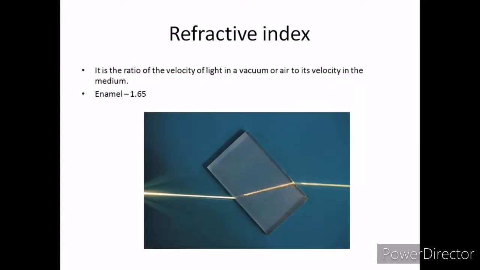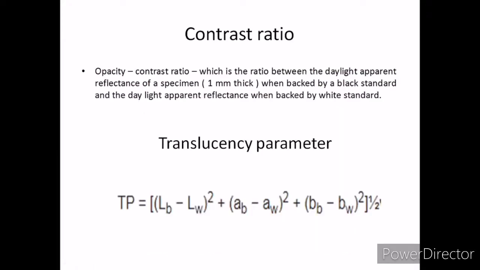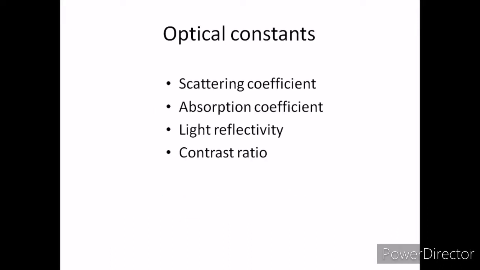So this is also a basic terminology which we should know, that is refractive index. Here it is a ratio of the velocity of light in a vacuum or air to its velocity in a medium. You can see the shift, this change, it is refractive index. For enamel, the refractive index is around 1.65. Contrast ratio, translucency parameter, and optical constants are some of the technical parts which we should learn.